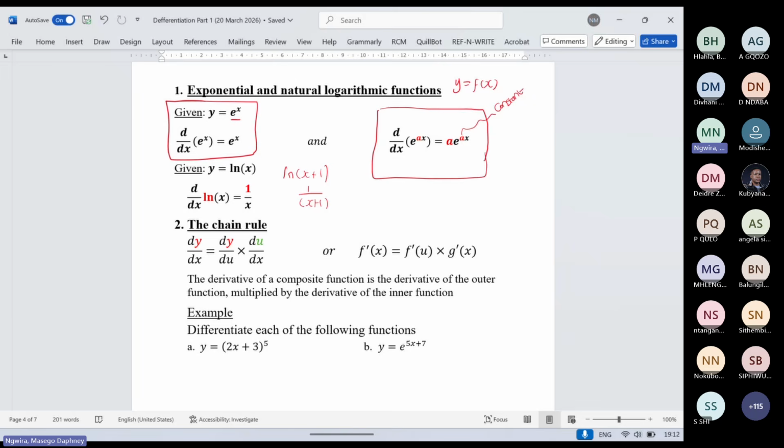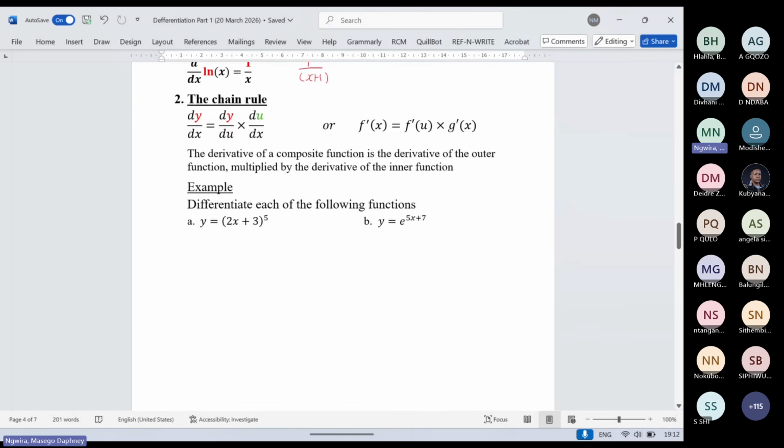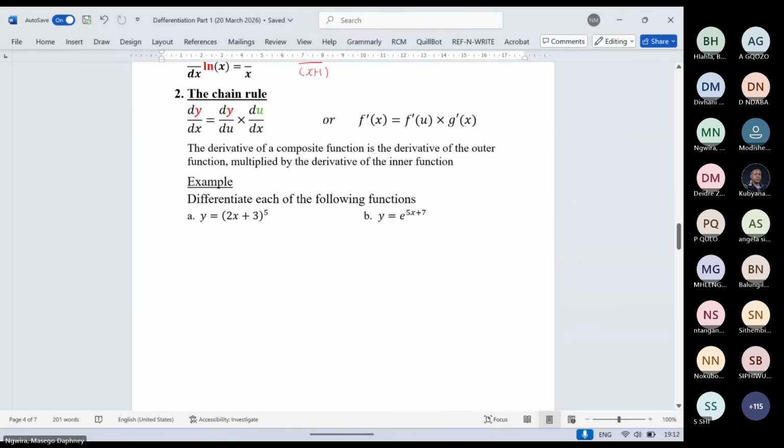So your function can either be given with y equals, or your function can be given as f of x. It doesn't really matter. Let's see how we do it when I do an example. It will make sense with the example. Please just bear with me.